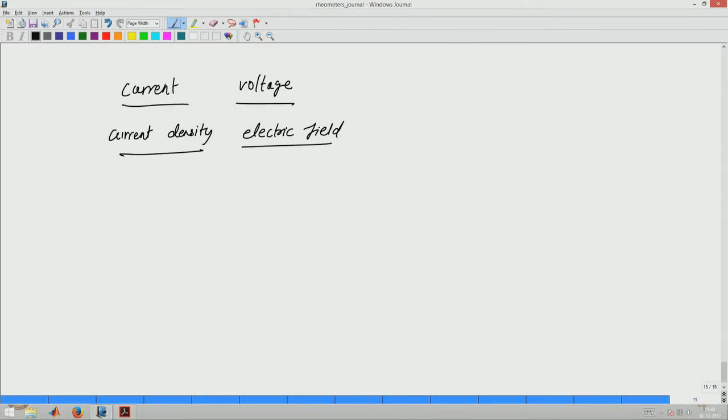So, generally when we do experiments we will measure current and voltage, but generally when we talk of material behavior we will say current density and electric field. So, similarly in mechanical domain, so this is what is in electrical domain. So, in mechanical domain what are, so stress and strain are again not directly measurable. So, they are in fact analogous to current density and electric field.